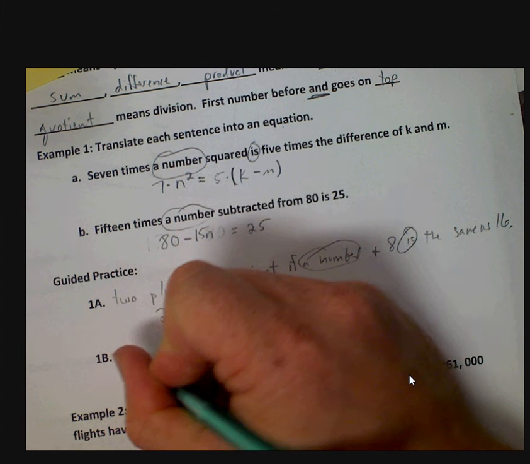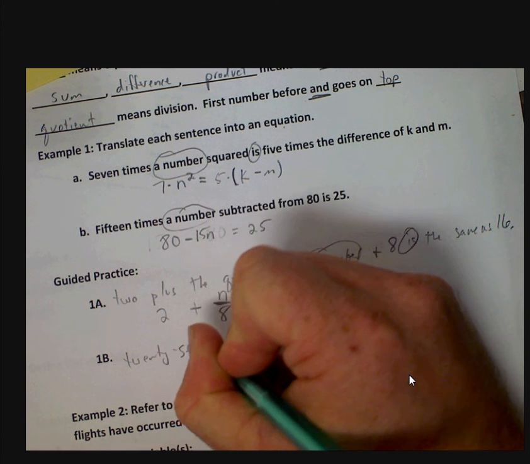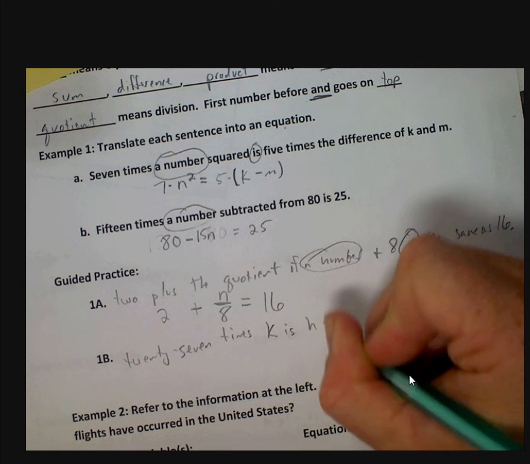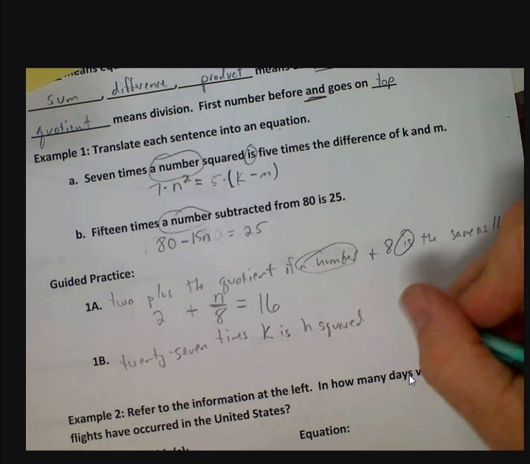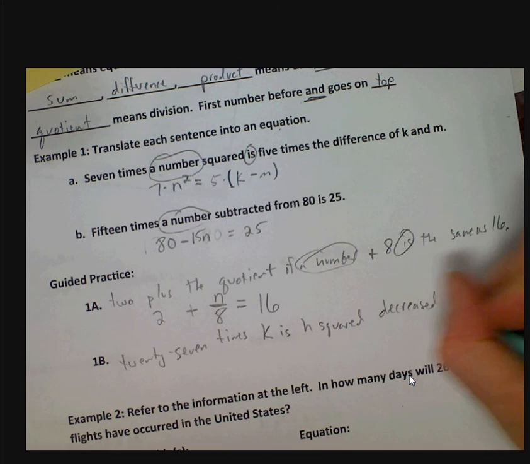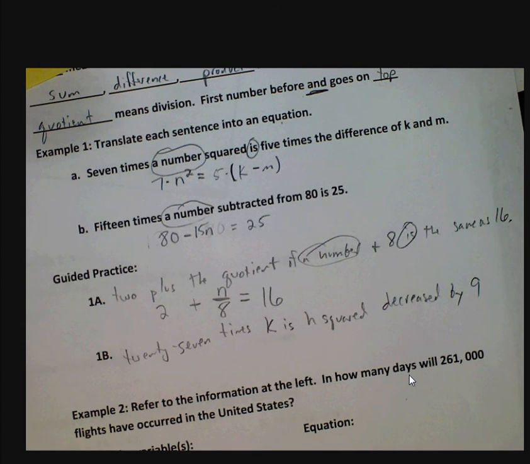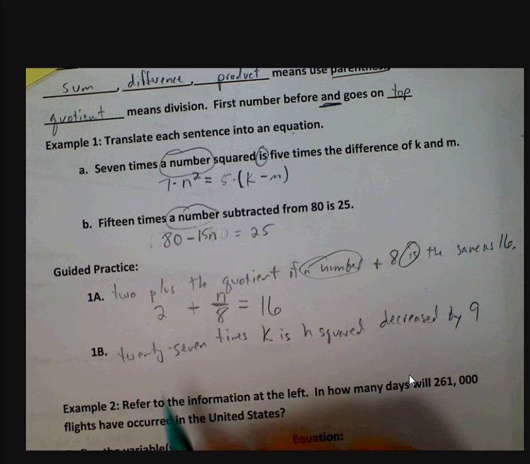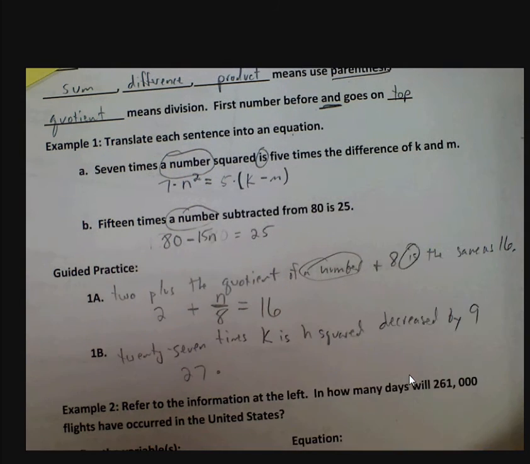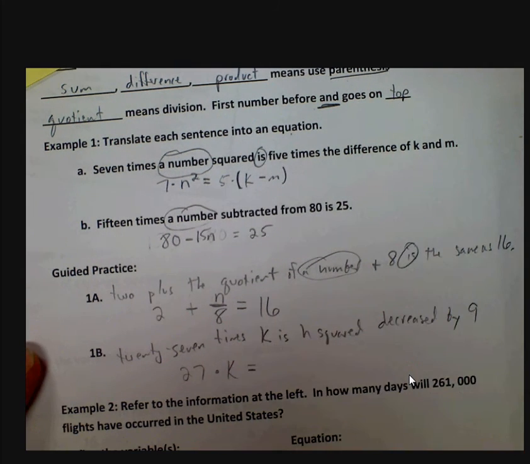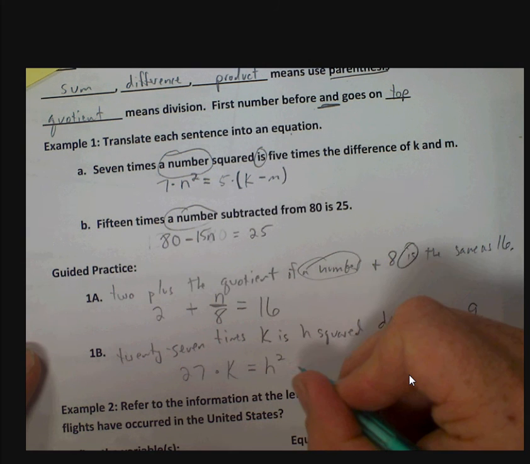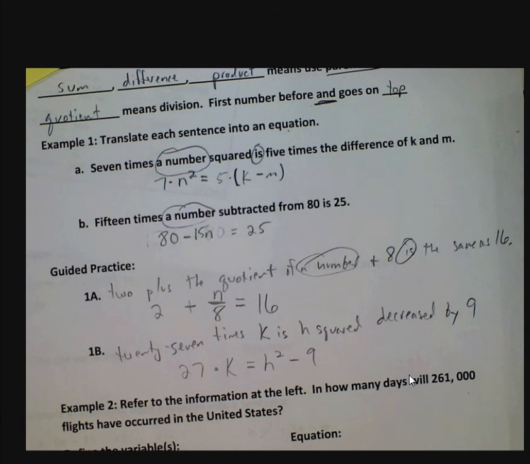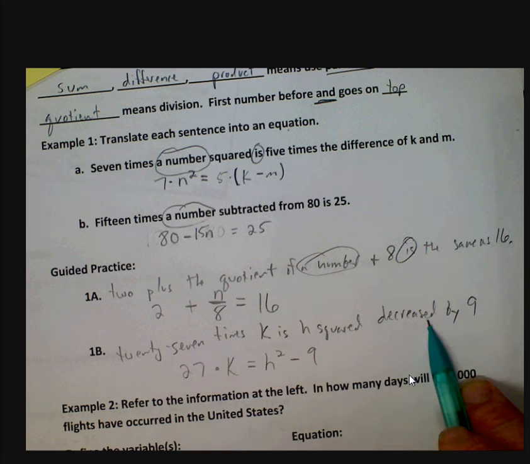1B says 27 times k is h squared decreased by 9. Pause the video and try 1B. 27 times k is h squared decreased by 9. Decreased would be exactly as you see, so it's not to the back.